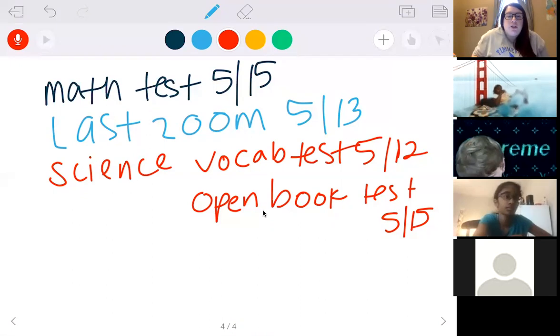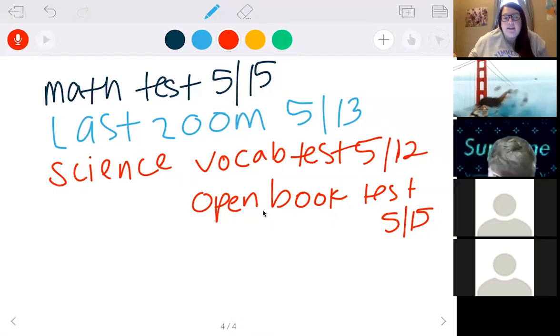So 2 science tests coming up and a math test next week, and that'll end it for us. After that, we'll be done. Now, the next week, I am going to have stuff on Shobi. It's not just a freebie week.